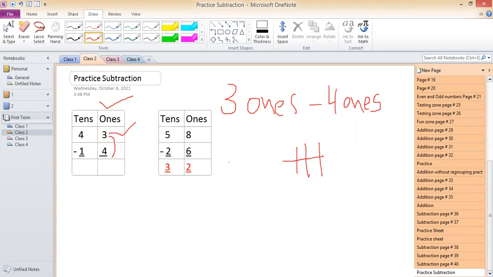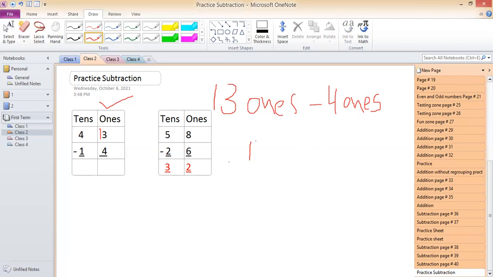Can you cut 4 lines, Anas? Take 1 from 10. Okay. Now 3 plus 10 is 13. So how many lines should I draw? Now it is 13 ones minus 4 ones. How many lines should I draw? 13 minus 4. Count with me.